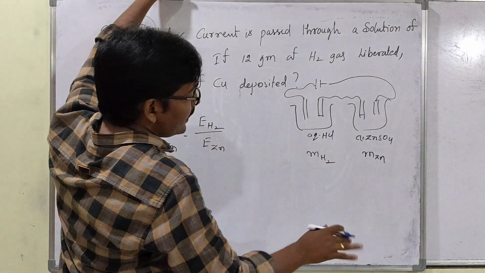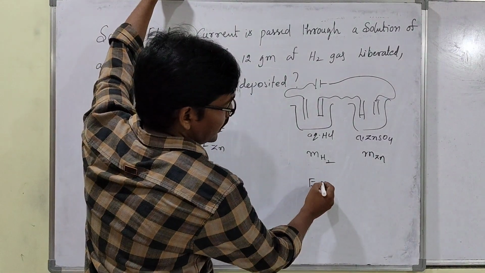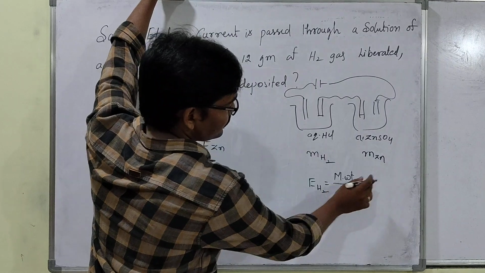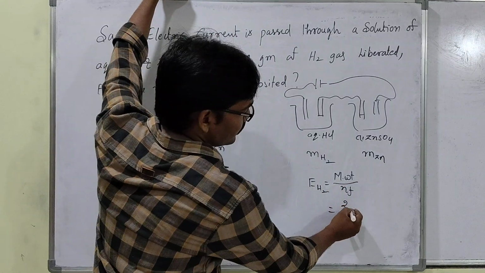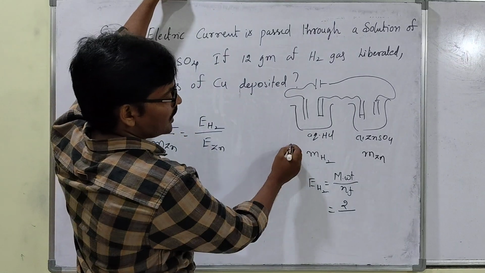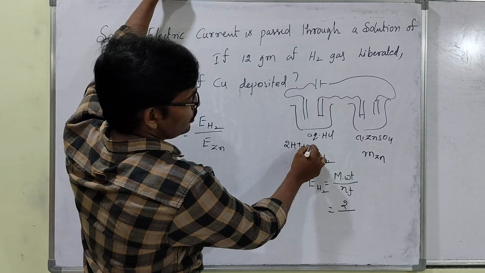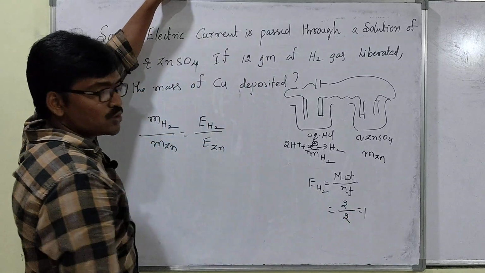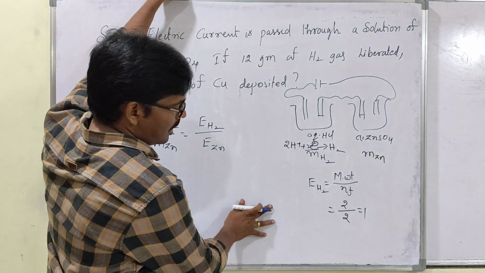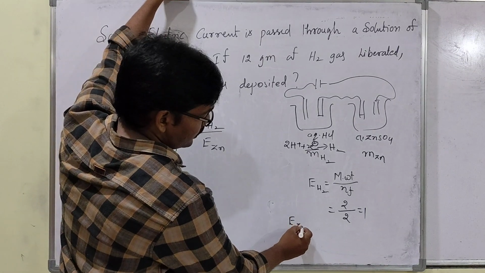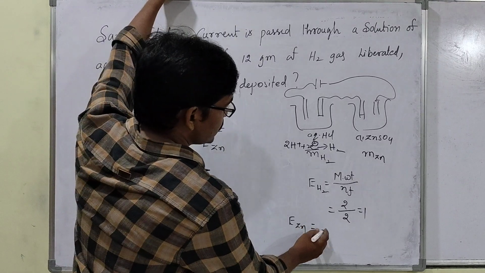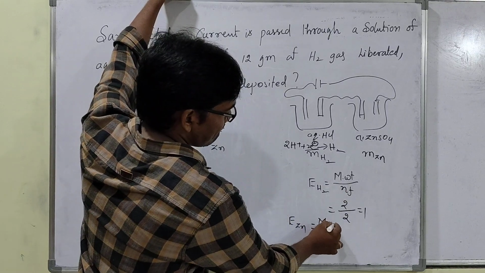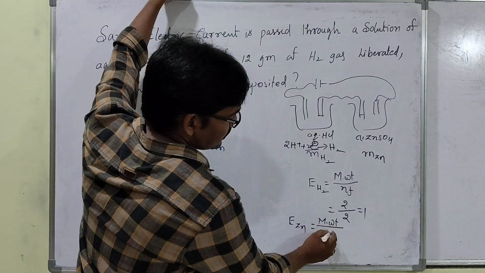Clear? Sir, how to find the equivalent mass of hydrogen? Equivalent mass of hydrogen is equal to molecular weight divided by n factor, right? The molecular weight of hydrogen is 2, then the n factor for the formation of hydrogen: 2H+ by taking 2 electrons, H2 gas will be liberated, so the n factor is 2. So 2 divided by 2, you can get the equivalent weight of H2 as 1. In the same way, find the equivalent weight of zinc: molecular weight of zinc divided by the n factor, that is 2.